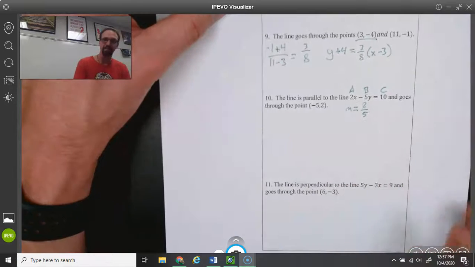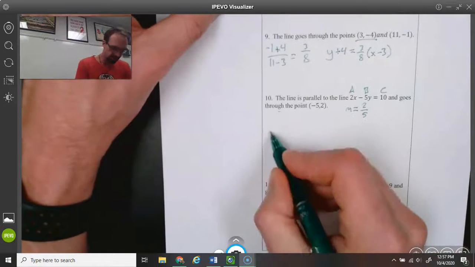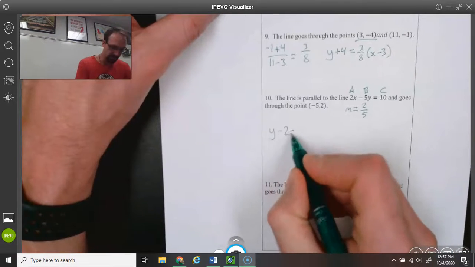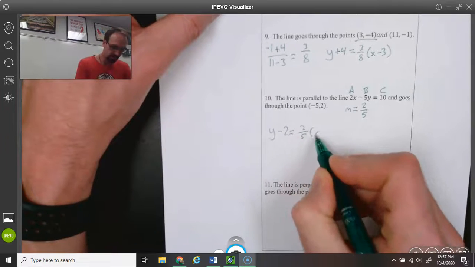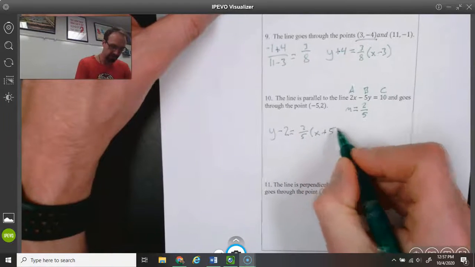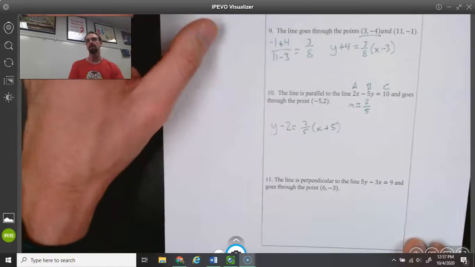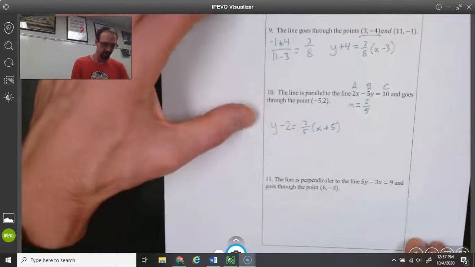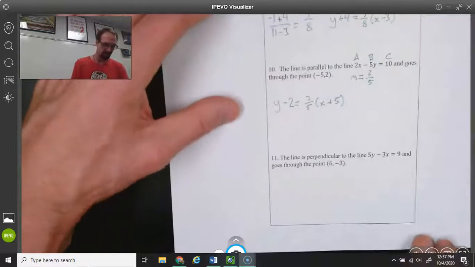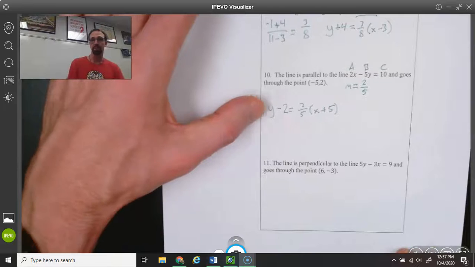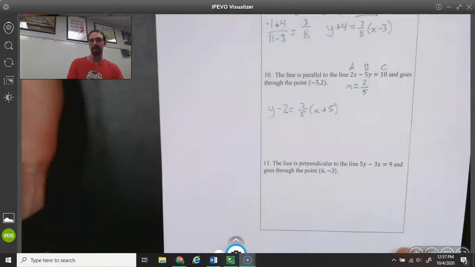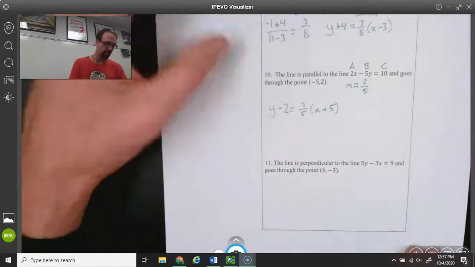So I need to have that slope, and it needs to go through that point. So that's going to be y minus 2 equals 2 fifths times x minus -5, or x plus 5. So this is a line that's parallel and goes through that point. Again, if I wanted to graph it, I'd probably graph it off this point, or if I absolutely had to convert it to slope-intercept form, I prefer point-slope form.